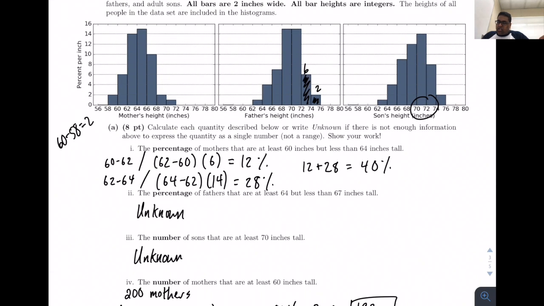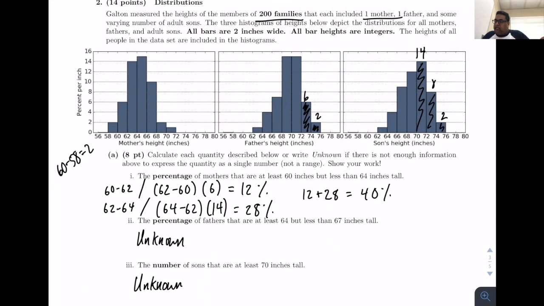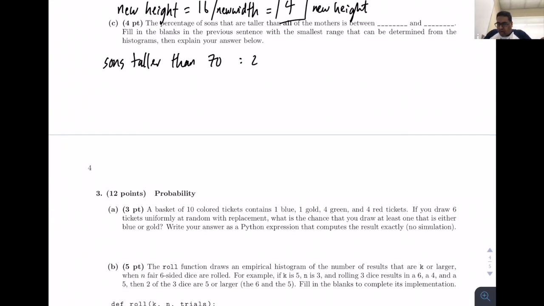So that requires us to find these three areas right here, which is not too difficult. They all have a width of 2. The first one has a height of 14, the second has a height of 8, and I'm just reading these off of the graph. The third has a height of 2. So sons taller than 70 inches is just 2 times 14 plus 2 times 8 plus 2 times 2. I can just add these together at once, 14 plus 8 plus 2, which is 24. 24 times 2 is 48% of all the sons.